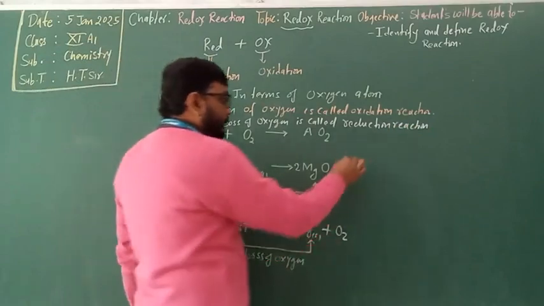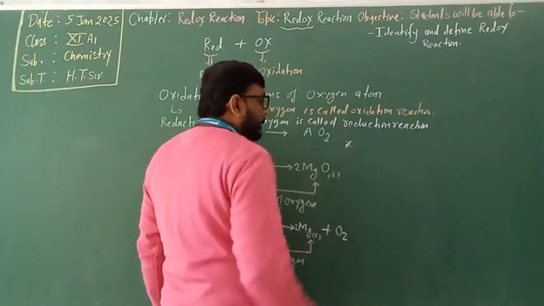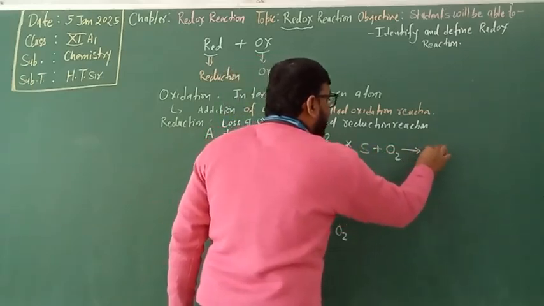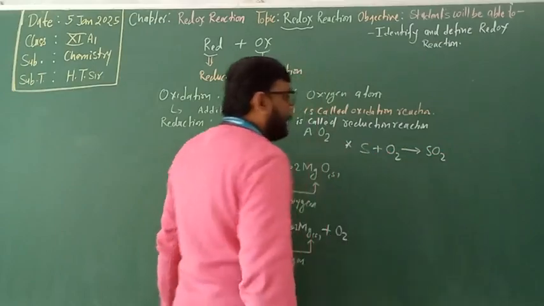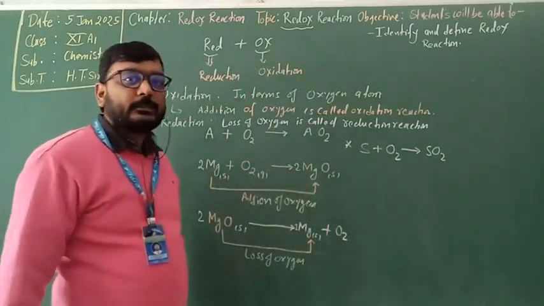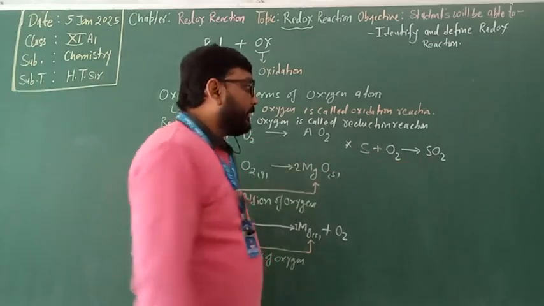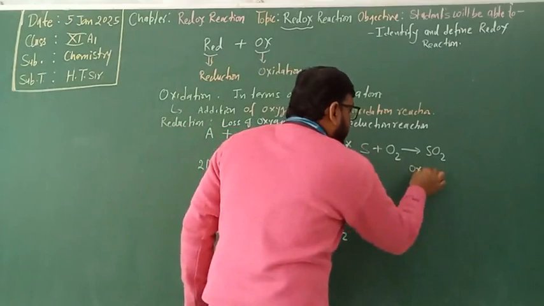Now, this is a question for you. Sulfur plus oxygen gives sulfur dioxide. What process takes place? Addition of oxygen. Clear? We call it oxidation.